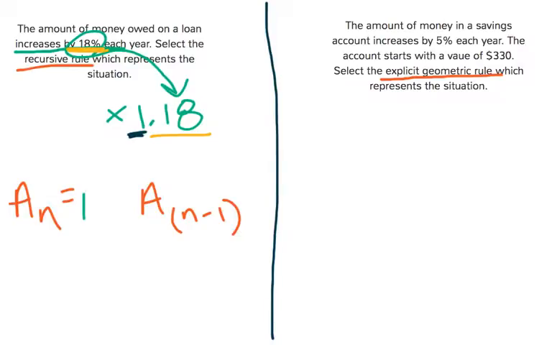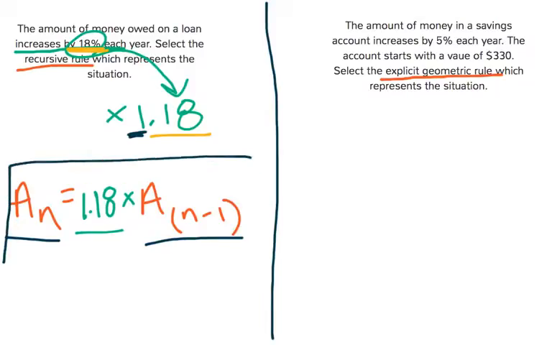And we're going to multiply that by 1.18, our growth factor there. So that we're multiplying the value the previous year, which is the a sub n minus 1. We're multiplying that value by 1.18. That's going to tell us the value of the loan for the year that we're looking at, because it increases by 18% each year. So that is our recursive rule.